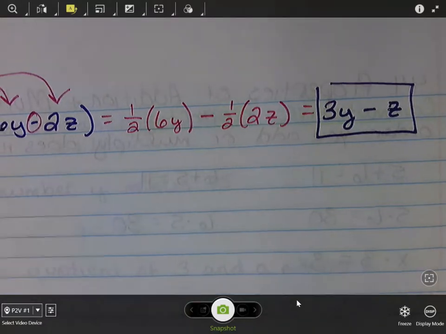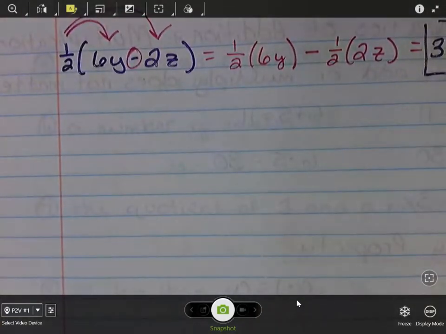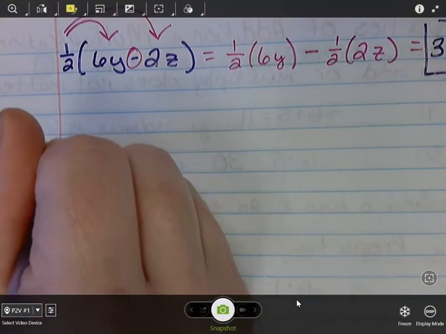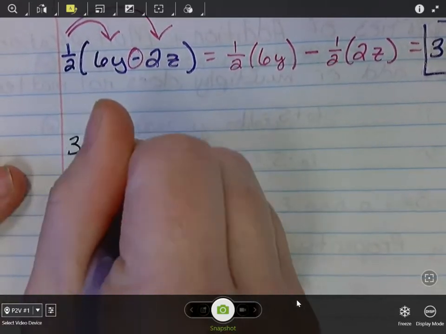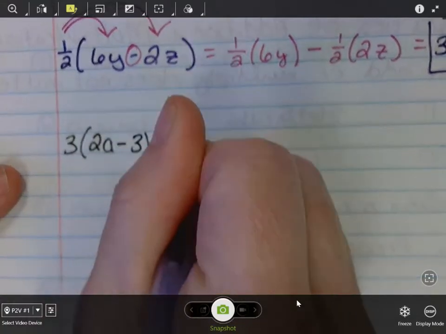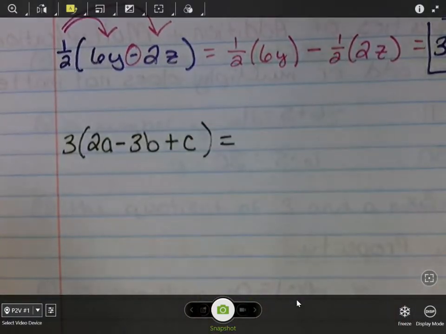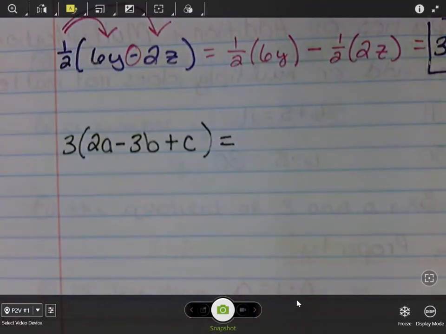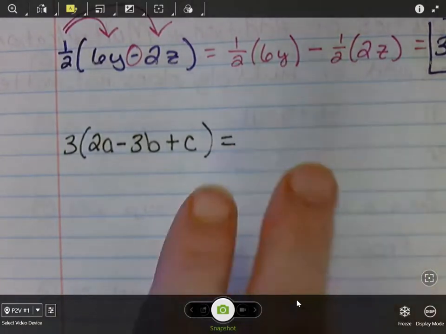All right, let's do one that's a little bit more complicated. Let's see if you can figure out what you would do here. All right, so let's do 3 times 2a minus 3b plus c. What do you think is going to be different in this situation? What's different from this one and all the rest of them that we've done? Oh, you have 3 instead of 2. Yeah, I have 3 terms instead of 2 terms. So before I've only had to multiply twice. How many times do you think I'm going to have to multiply here?